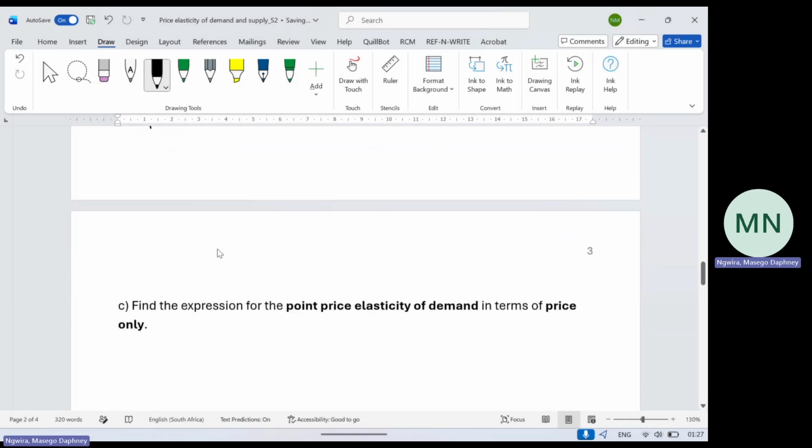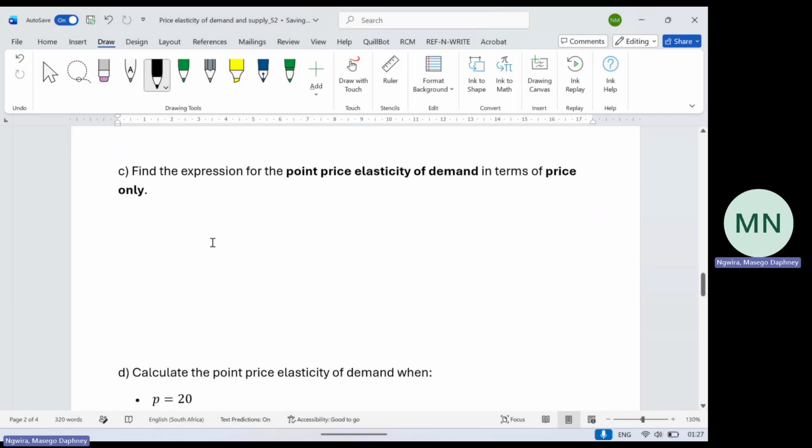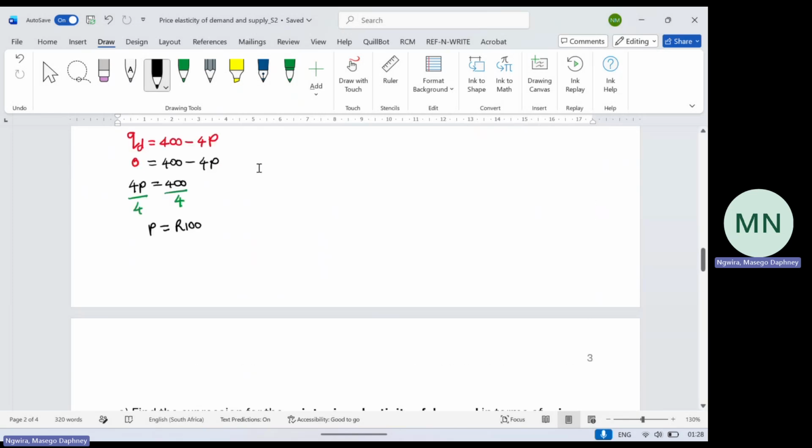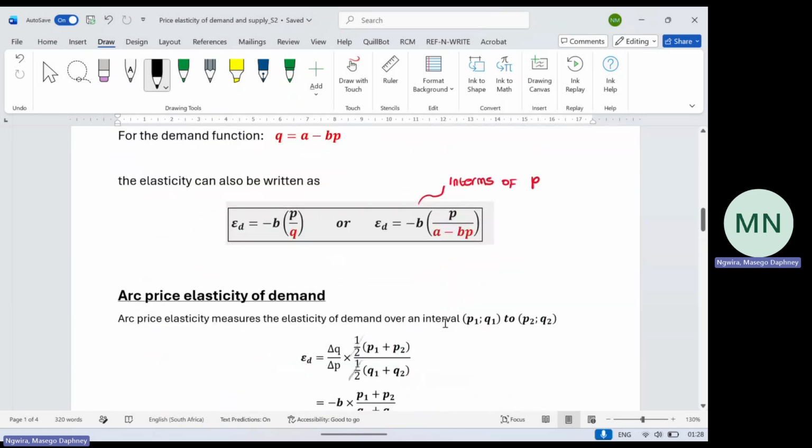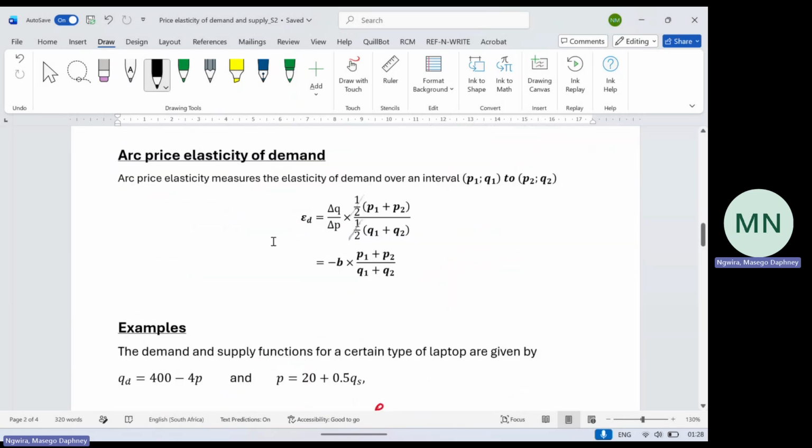All right, and then now we move on to C. C says, find the expression of the point price elasticity of demand in terms of price only. So they want their answer in terms of P. If you remember very well what I said about in terms of P, we are going to use this formula, one of these two, anyway.